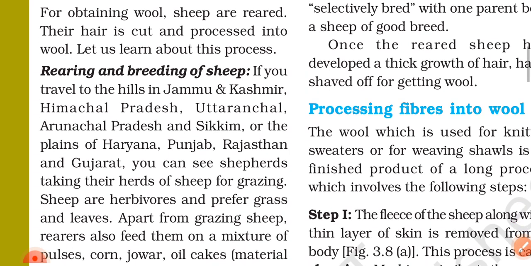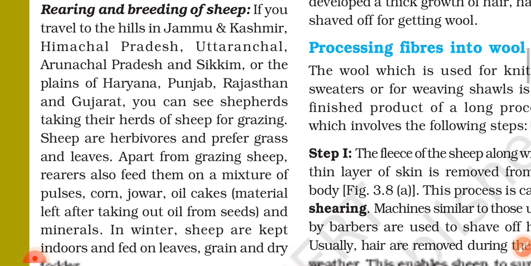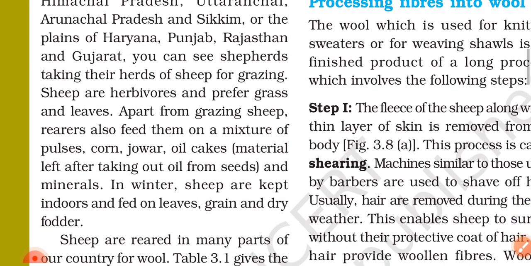If you travel to the hills in Jammu and Kashmir, Himachal Pradesh, Uttaranchal, Arunachal Pradesh and Sikkim, or the plains of Haryana, Punjab, Rajasthan and Gujarat, you can see shepherds taking their herds of sheep for grazing. Sheep are herbivorous and prefer grasses and leaves.